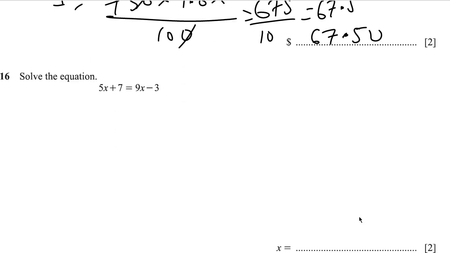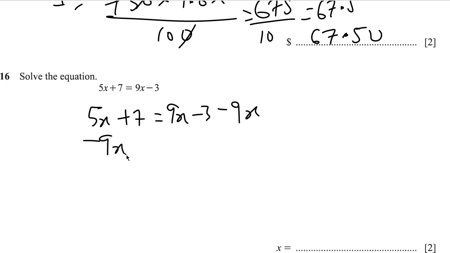Okay, question 16 says we have 5x plus 7 is equal to 9x negative 13. Okay, so what is simply going to happen here is that we're going to subtract 9x from both sides, right? So that we have x on one side, we have constants on the other side. So if we subtract 9x, it's going to be 5x plus 7 is equal to 9x negative 13 negative 9x, then negative 9x. So 5x negative 9x is negative 4x. So negative 4x plus 7, this cancels out, is equal to negative 13.